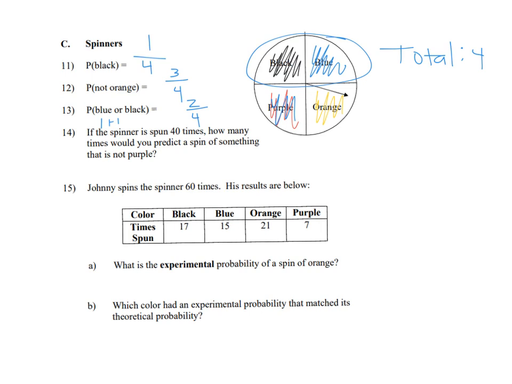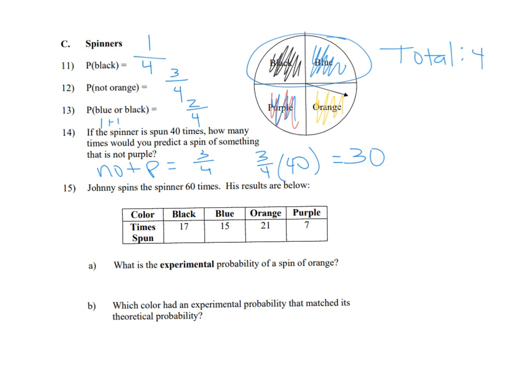If the spinner is spun 40 times, how many times would you predict a spin of something that is not purple? Well, not purple would be 3 out of 4. So 3 out of 4 times the total number of spins gives me 30. So we would expect 30 spins to be black, blue, or orange.